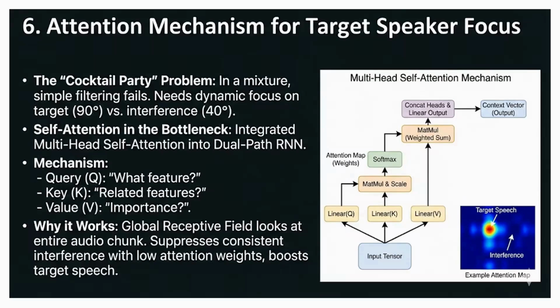Attention mechanism. We enhanced focus by adding self-attention to the bottleneck. This block computes a similarity matrix across features, asking whether the signal is target speech or noise. It generates a weight map, assigning high values to speech-dominant frames and suppressing noise. This acts as a dynamic gate, filtering background noise before decoding.